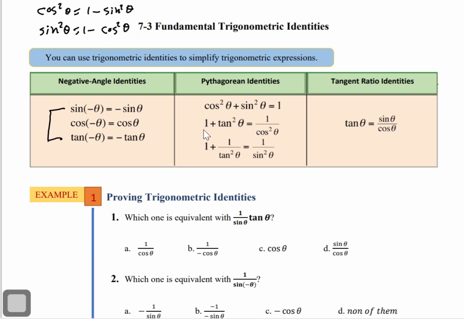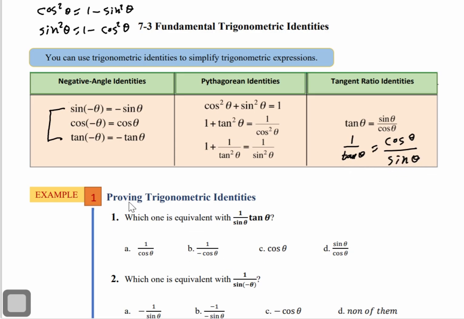Also, this one the same. If we move 1 to the other side, tan squared equals 1 over cosine squared minus 1. And in here, if we move 1 to the other side, it will be 1 over tan squared equals 1 over sine squared minus 1. And we have a simple identity, which is tan theta equals sine over cosine. What about cosine over sine? It means 1 over tan theta equals cosine theta over sine theta.